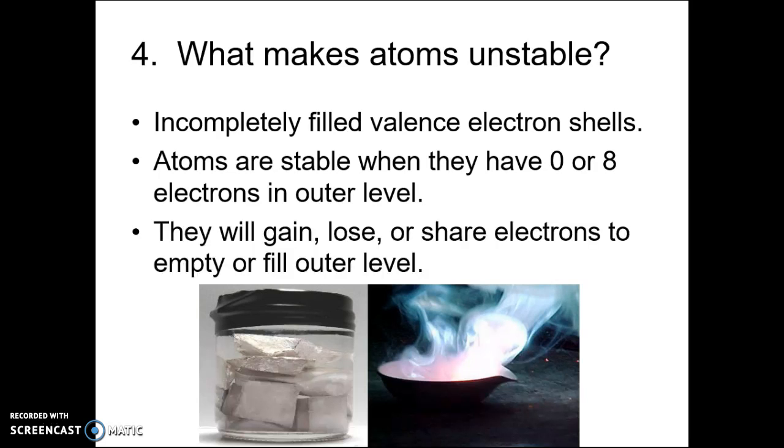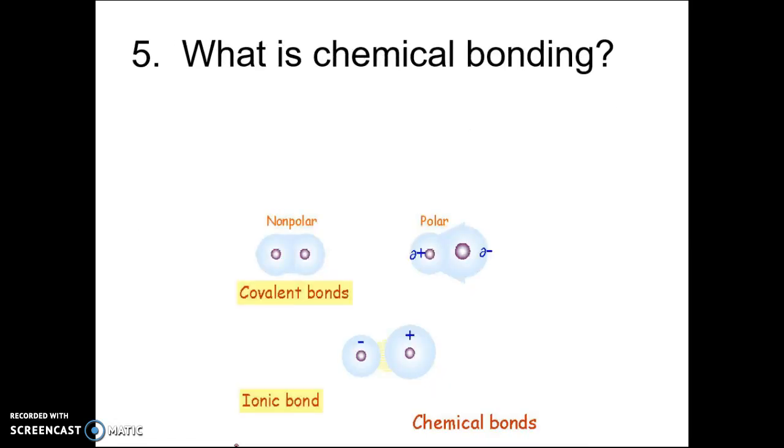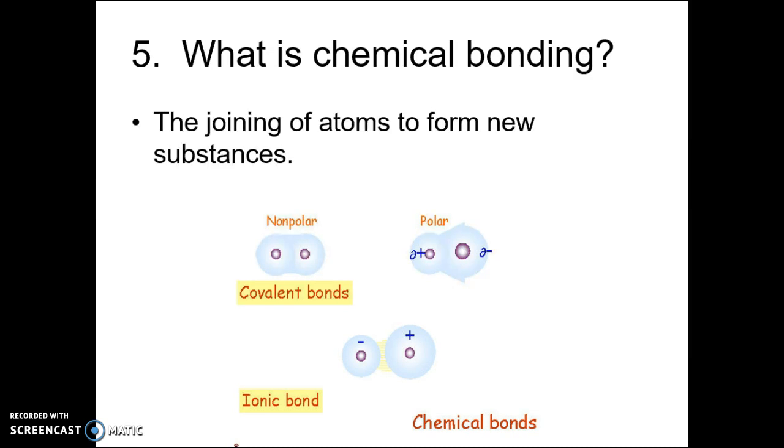Elements that have something between 0 and 8 electrons will either gain or lose or share electrons to try to get to either 0 or 8, because they want to be stable. What is chemical bonding? Well, chemical bonding is when 2 or more atoms join together to form a brand new substance.